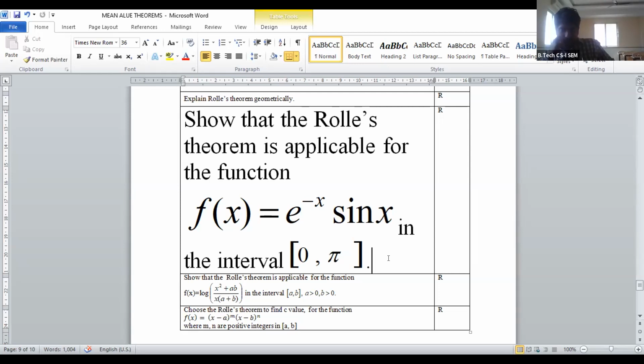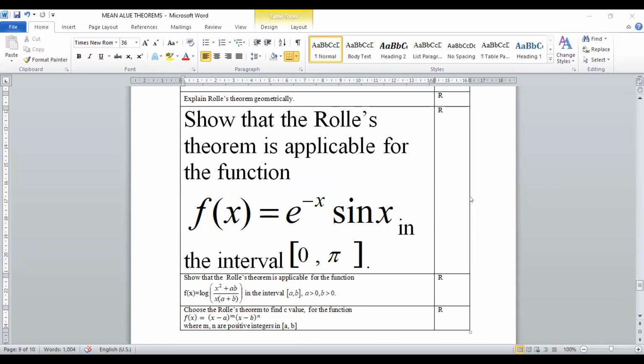Next, plastics are clear and transparent, so they can be given beautiful colors. Have you copied? Advantages of plastics in engineering materials. Show that Rolle's theorem is applicable for the function f of x equals e power minus x sin x in the interval 0 to pi.